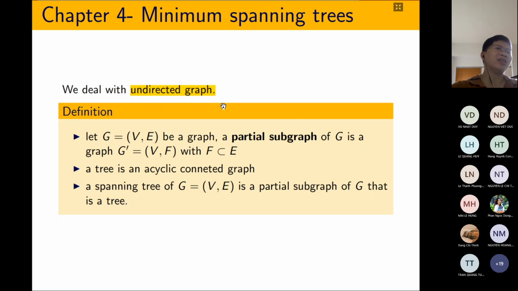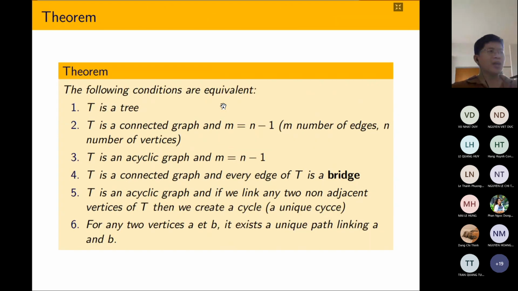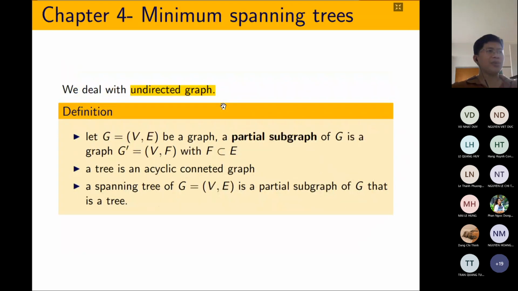Okay, so now we add all these things on top of the graph. We could make it undirected. We could make it with weight for the distance. Okay. So now we have an undirected graph. So for the undirected graph, we have a problem that we call the minimum spanning tree. Okay.